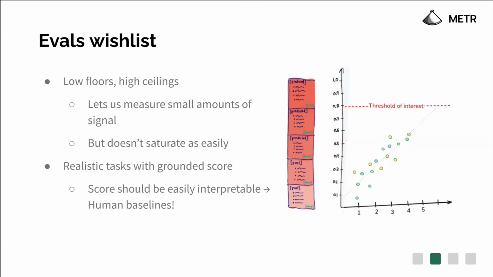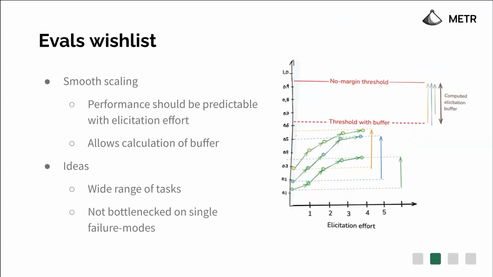And also we talked about grounding these scores. We really care about being able to know what a score of 100% means on this bench. And you can't really know that unless you have some comparison point to humans, and ideally expert humans, people that are extremely talented at the thing that they're trying to do, because that's the threshold at which we care about AI R&D automation. And so these are some wish lists that we care about from our evals.